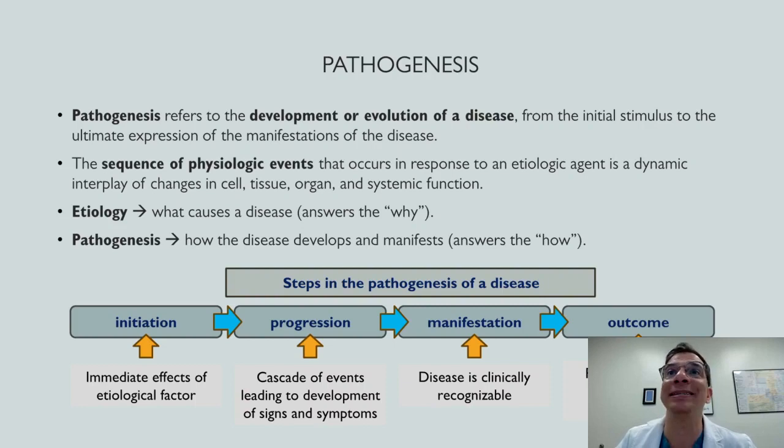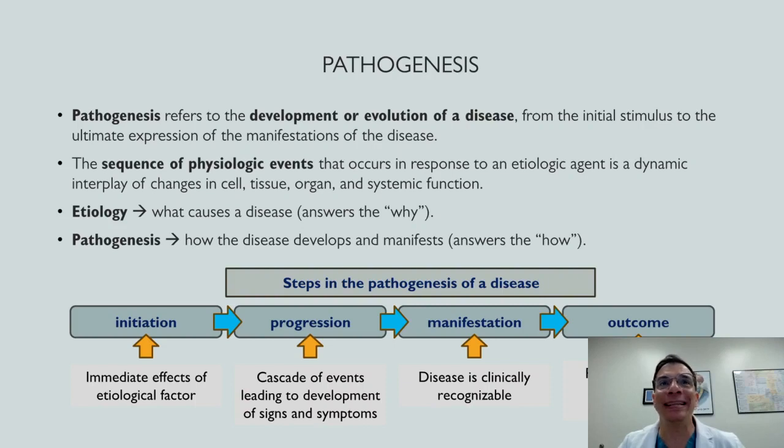There are different steps in the pathogenesis of a disease. We have what happens immediately after people are exposed to the etiological factor, which is the initiation of a disease. Then we have the progression, a cascade of events leading to the development of the signs and symptoms. Then we have the manifestation of the disease itself, in which we can recognize the specific signs and symptoms. And then we have the outcome, which can be total recovery, chronicity, the development of sequelae and disabilities, or simply death.